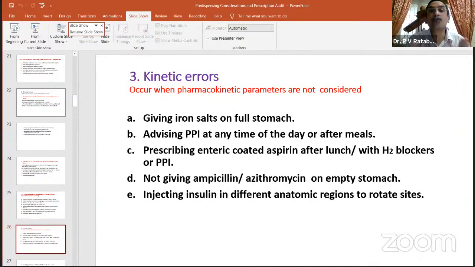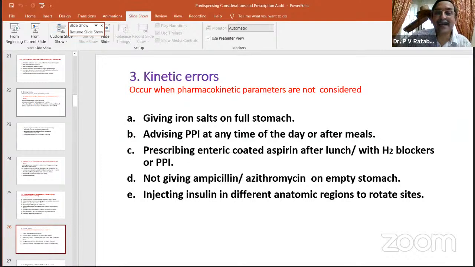Giving iron salts on a full stomach. Please remember, iron salt availability is decreased on a full stomach. But they also should not be given on an empty stomach, because on an empty stomach they can cause gastritis. So the correct time for iron salts is 1 hour after lunch. Best time for giving iron salts: 1 hour after lunch. So please remember, if anybody comes to you with a prescription having iron salts, even if the doctor has told him, or rather her, in pregnancy, this is a common mistake in pregnancy, iron salts have to be given 1 hour after lunch.